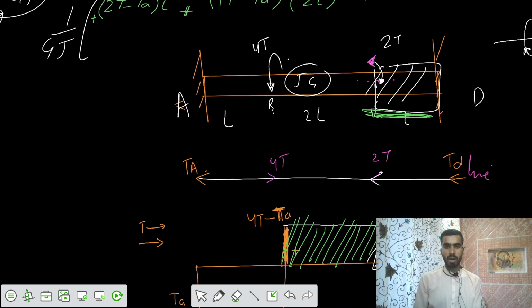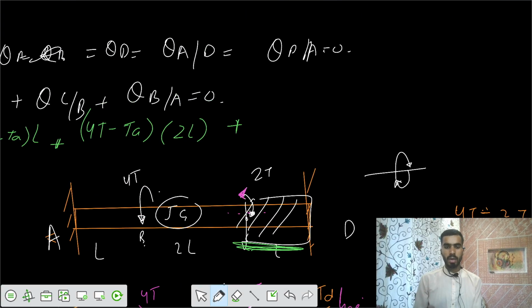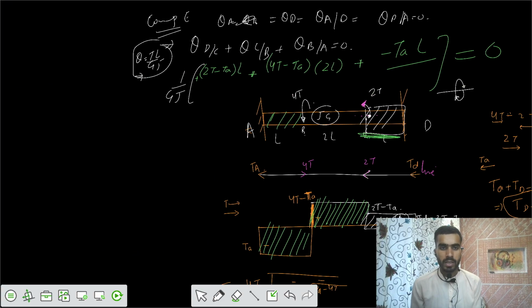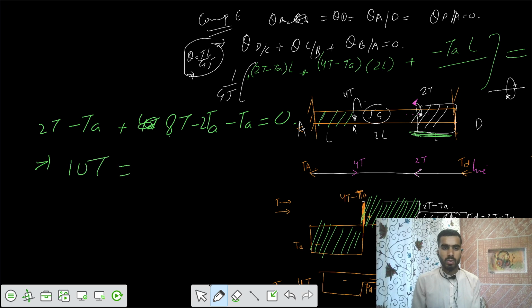After that, for the part AB, you have negative torque of minus TA, and length is L, divided by GJ, that we have common, so equals 0. So finally you have this equation, and you can get the value of TA. I can write 2T minus TA plus 4T minus 2TA minus TA equals 0. So that means 2 plus 8, that is 10T, equals 4TA.